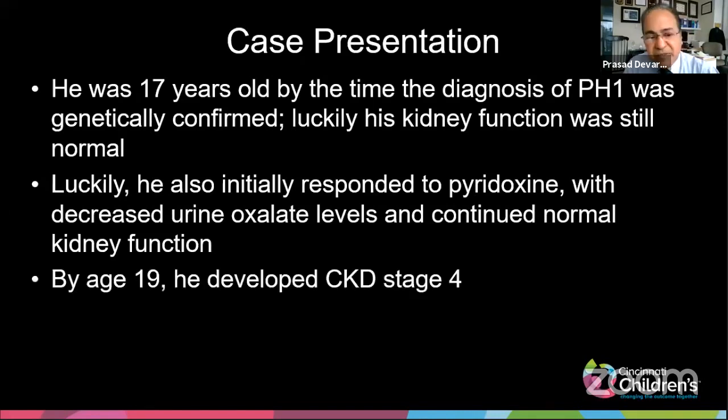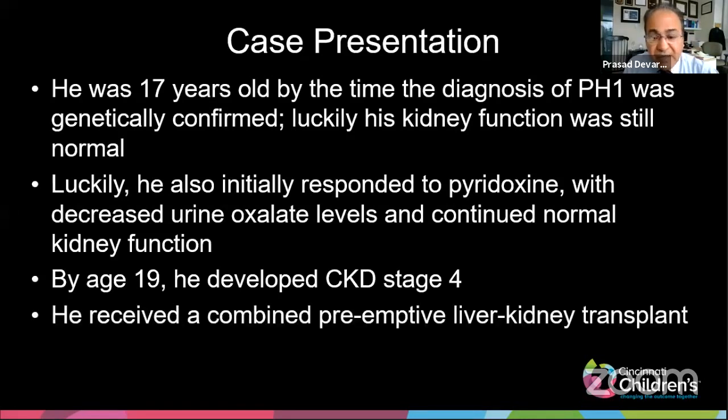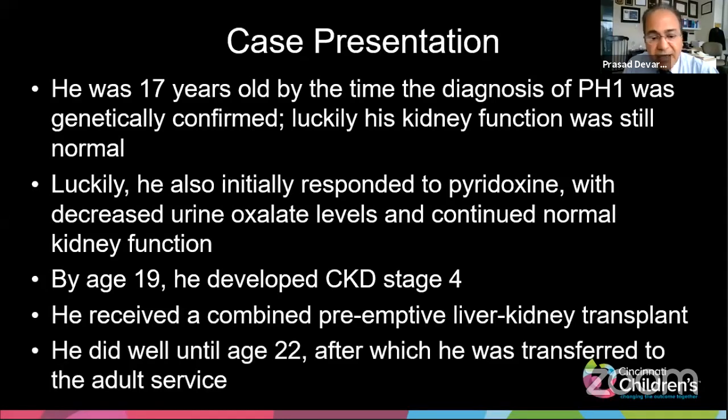But then by the age of 19, he started progressing, and he got CKD stage 4. We listed him for a combined liver and kidney transplant, and he was lucky enough to get that. He got a combined preemptive liver kidney transplant, deceased donor, and he did great. And then at about 22 years of age, he was transferred to the adult service. And I spoke to them recently. He's still doing pretty well, although he has some chronic kidney disease, like many of our kidney transplant patients.